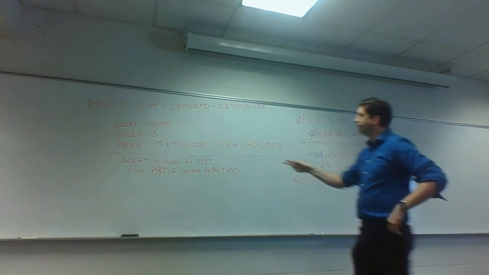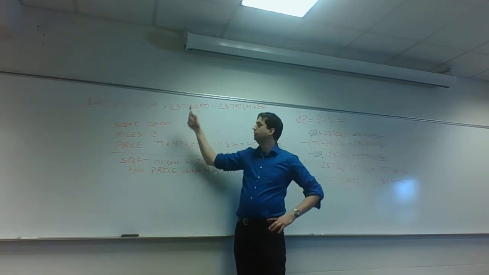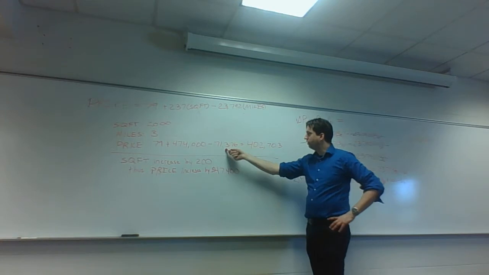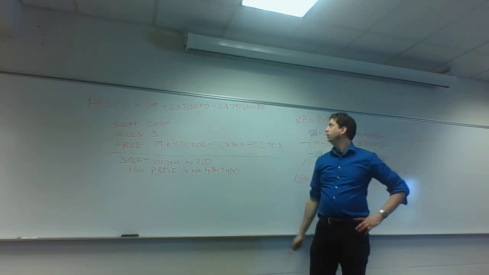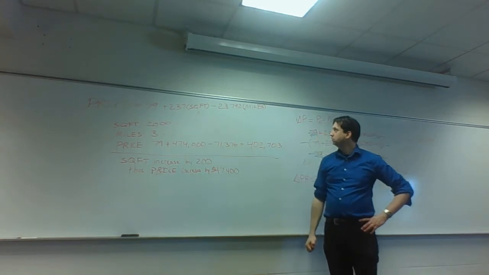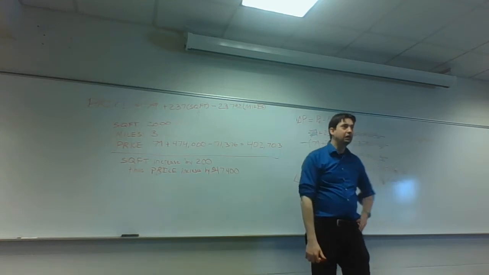So 200 times 237 is 47,400. And 71,376 is 3 times 23,792. Assuming I did that math right, but I think I did.